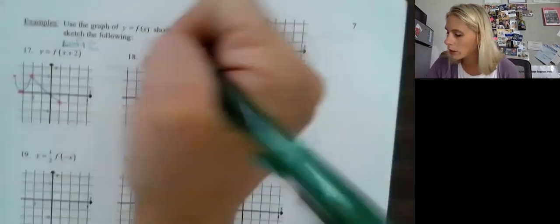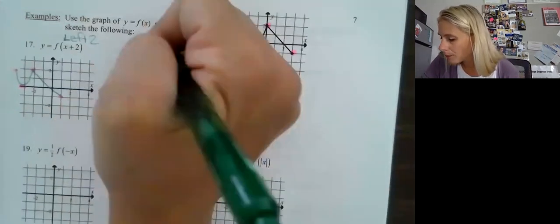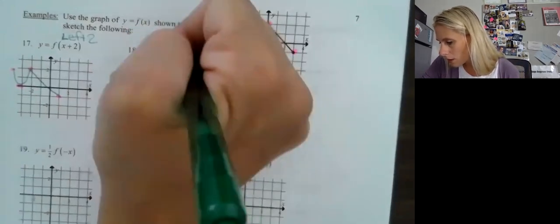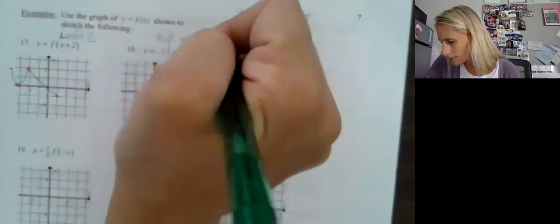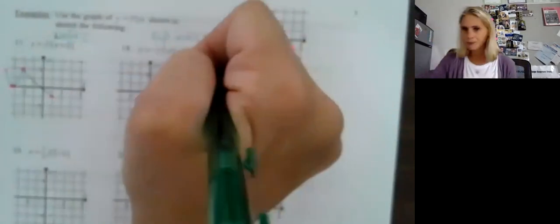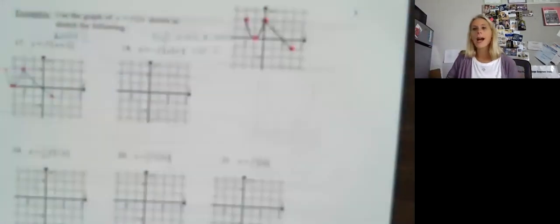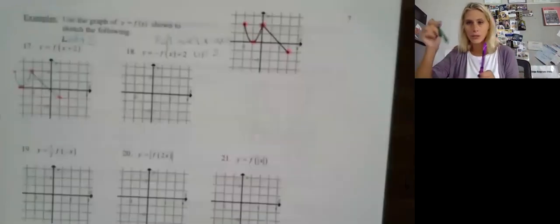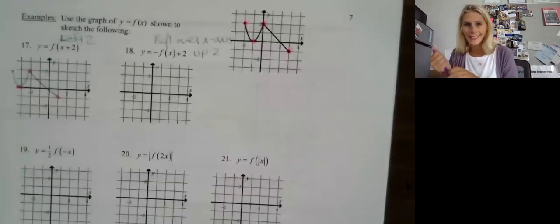Now we have 2 movements here. The first thing we're going to do is flip it over, so reflect over the x-axis. And then we're going to move up 2. All right, I'm actually going to do the first transformation and then do the second. So I'm going to do the first one in the purple and the second one in the green.